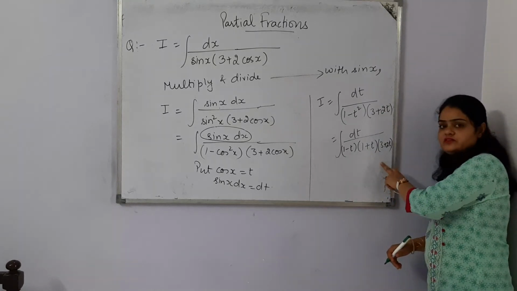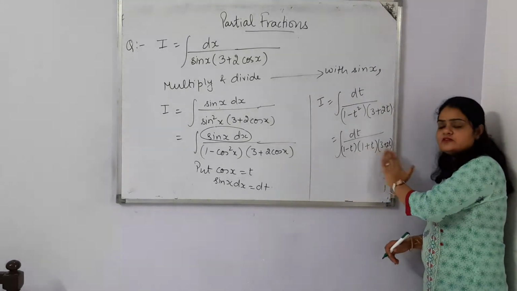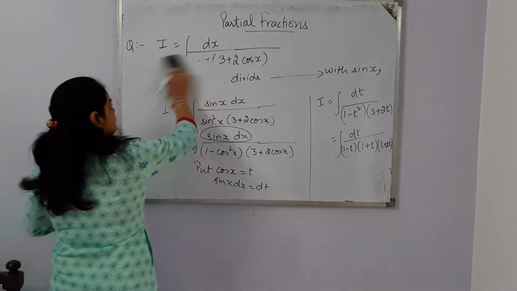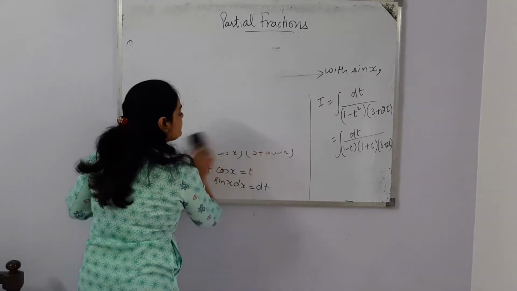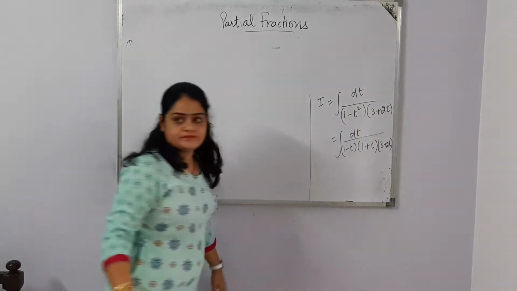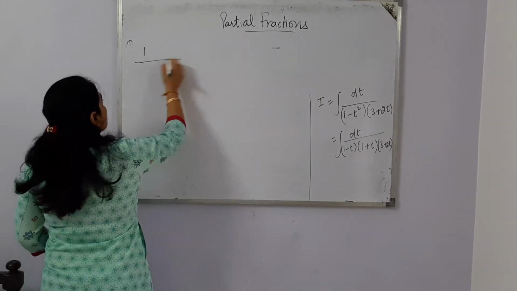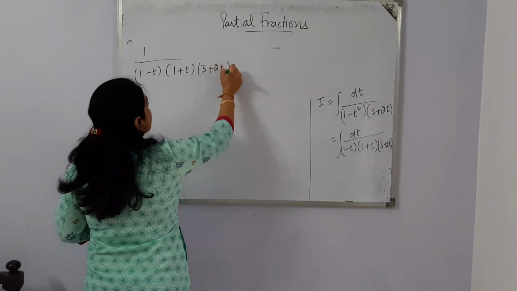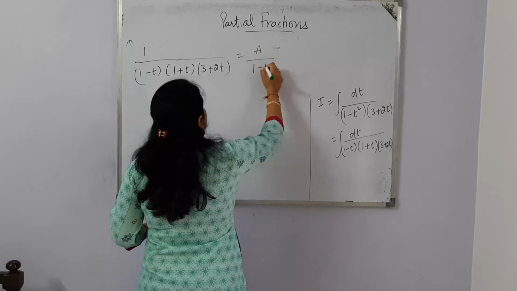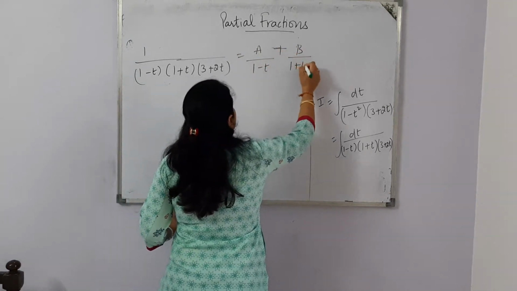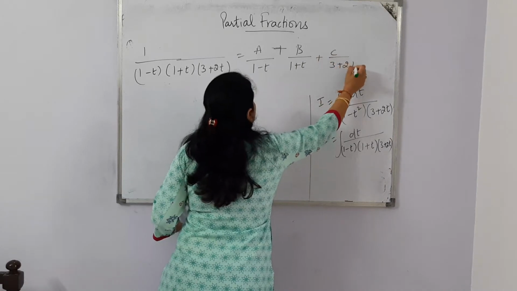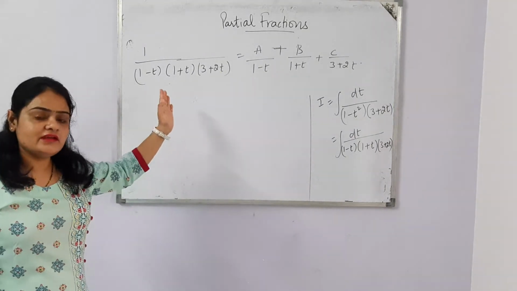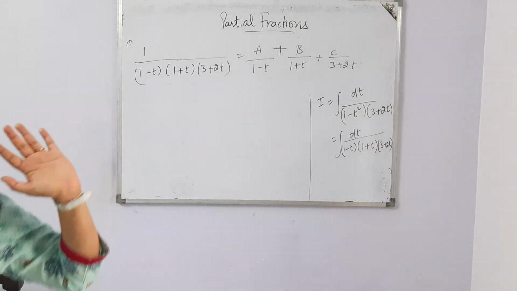Now we have three functions and three factors, and these are three different factors. So we can apply partial fractions here by taking A upon the first factor plus B upon the second factor plus C upon the third factor. So 1 upon 1 minus t, 1 plus t, 3 plus 2t equals A upon 1 minus t plus B upon 1 plus t plus C upon 3 plus 2t. We can apply this, and now after taking the LCM, can we get the values of A, B and C? We are just finding it out.